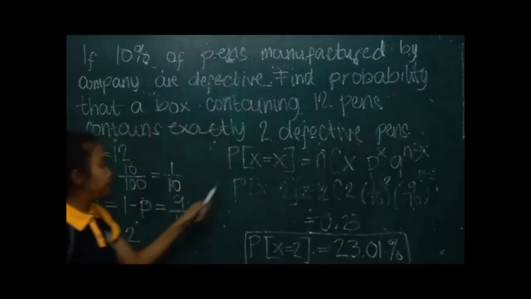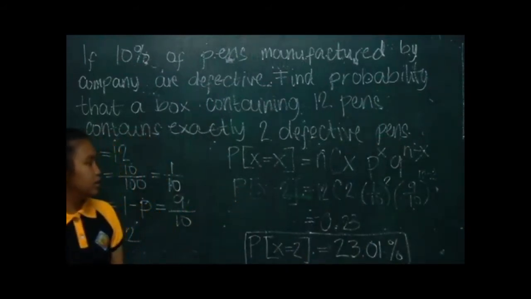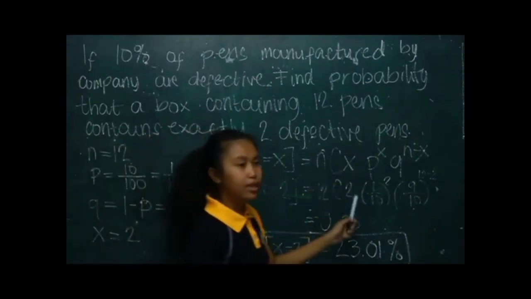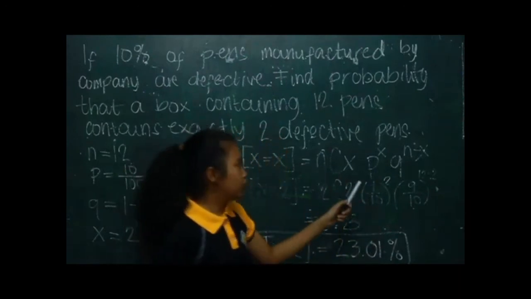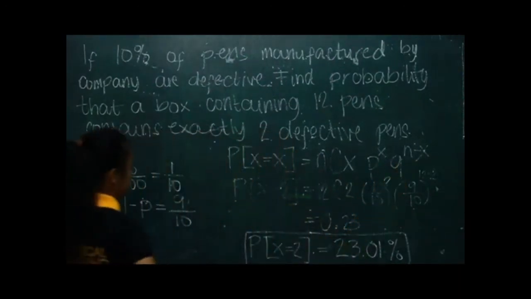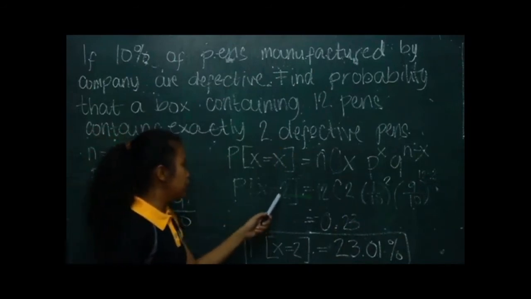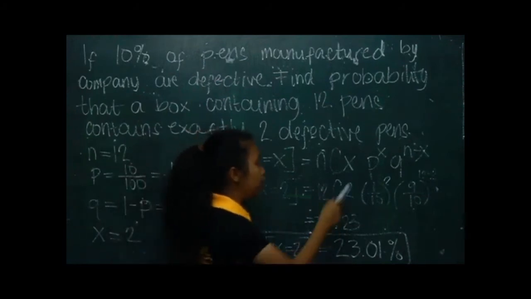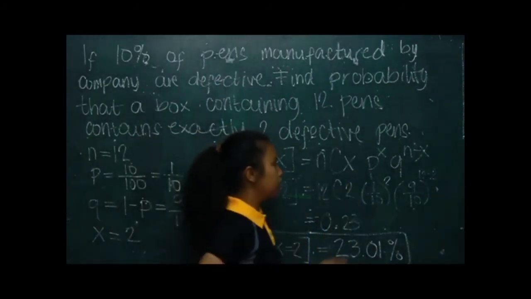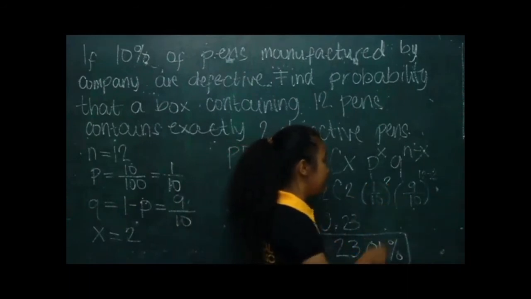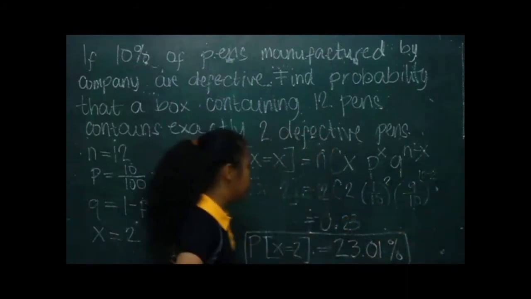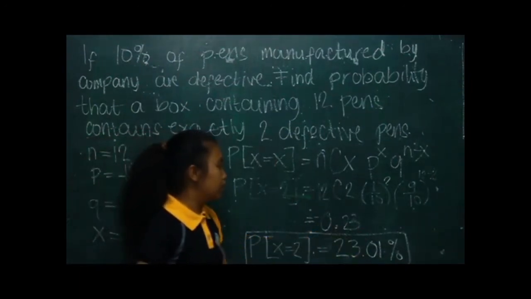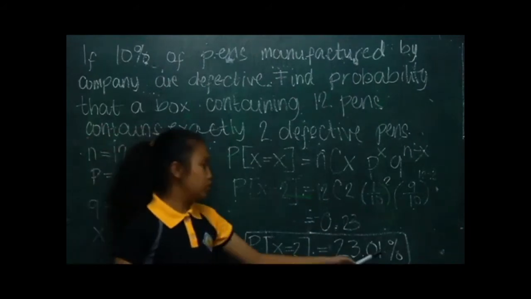By the formula, P of X is equal to n combination of X multiplied by p raised to X multiplied by q raised to n minus X. Here, P of X equals 2 is equal to 12 combination of 2 multiplied by 1 over 10 raised to 2 multiplied by 9 over 10 raised to 12 minus 2. So, by calculating it, we will get 0.23, or just equal to 23.01%.